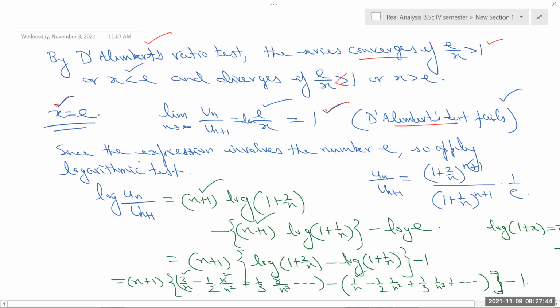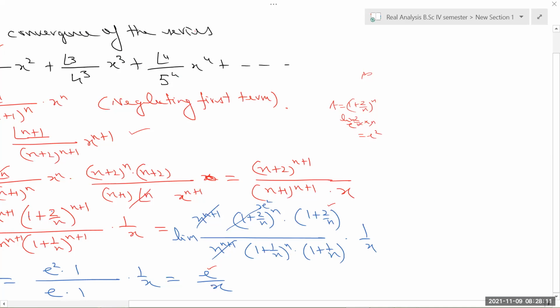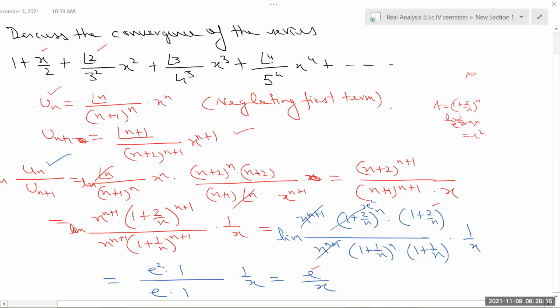So now remember that if the term un upon un plus 1 involves the exponential e, it is good to apply the logarithmic test, because that will make your calculation easier. So taking log on both sides, now you can see from the previous one that we have simplified it, and on simplifying, we have the ratio un upon un plus 1 as this one.